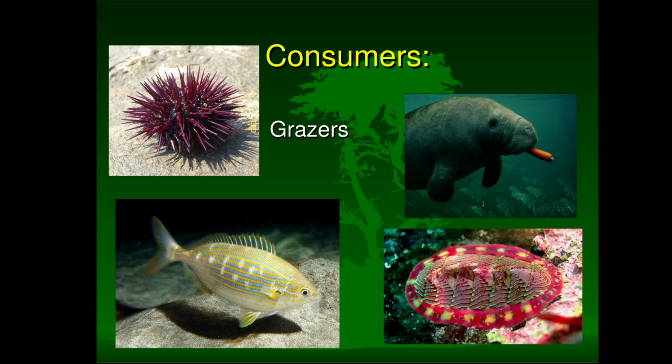For example, sea urchins, which consume algae mainly, manatees, algae and many aquatic plants, herbivorous fish like Sarpa salpa here in the Mediterranean, which consume algae, seagrasses, and sometimes crustaceans. Chitons, like the lined chiton here, which is specialized to consume coralline algae.